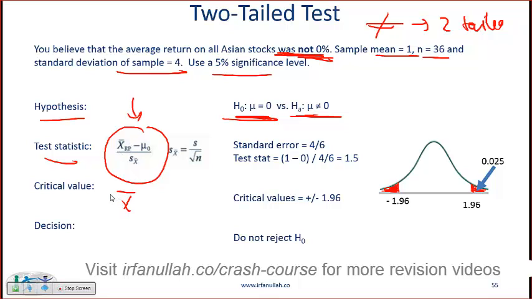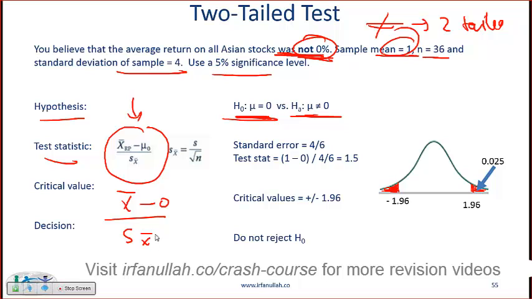X bar is your sample mean. So you draw a sample and you take the mean of that sample, that's X bar. Minus mu naught is the hypothesized value, which is coming from here, so that's 0. And then Sx bar is the standard error. It is also the standard deviation of the sample mean.